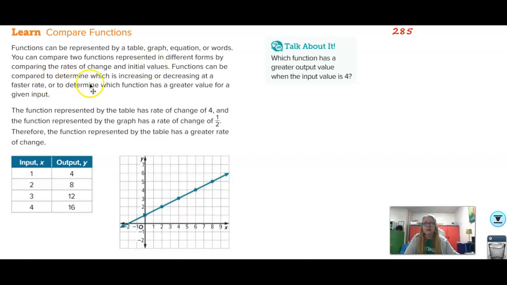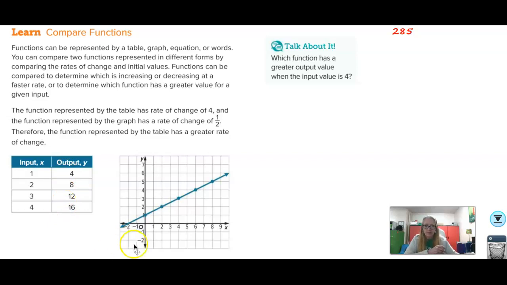Functions can be compared to determine which is increasing or decreasing at a faster rate, or to determine which function has a greater value for any given input. So that would be like, well, after 4 days, which one's going to cost you more, kind of thing. The function represented by the table has a rate of change of 4, okay? Y is going up by 4 each time, whereas x is only going up by 1. So the rate of change of this is 4 over 1, all right? That would be the slope on this one.